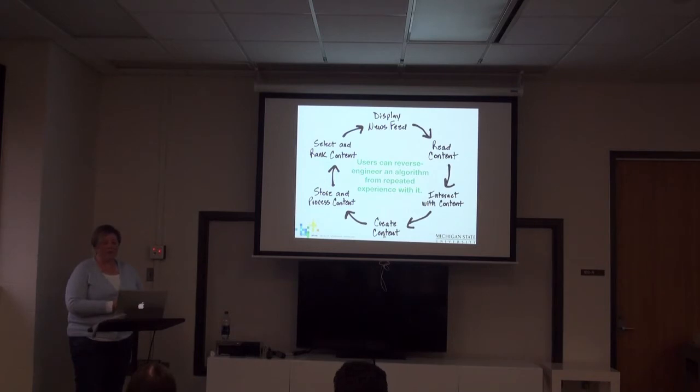And so we took this to mean that users are actually learning from interacting with the algorithm, and that they're reverse engineering, effectively, aspects of it based on their repeated experiences with it over time. And we think that the feedback loop plays a pretty big role in the fact that they're able to do this.